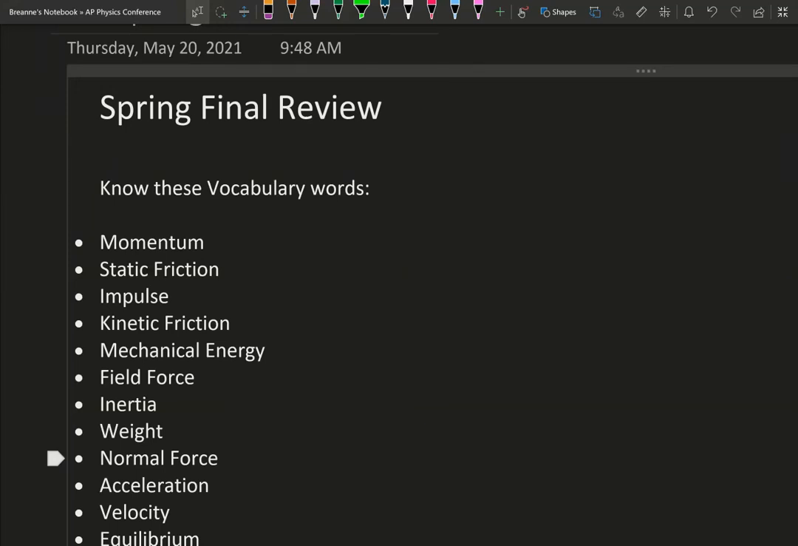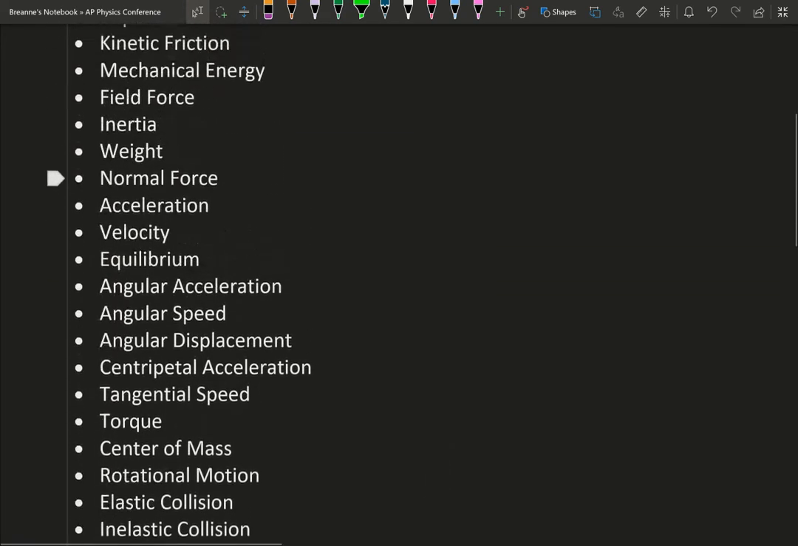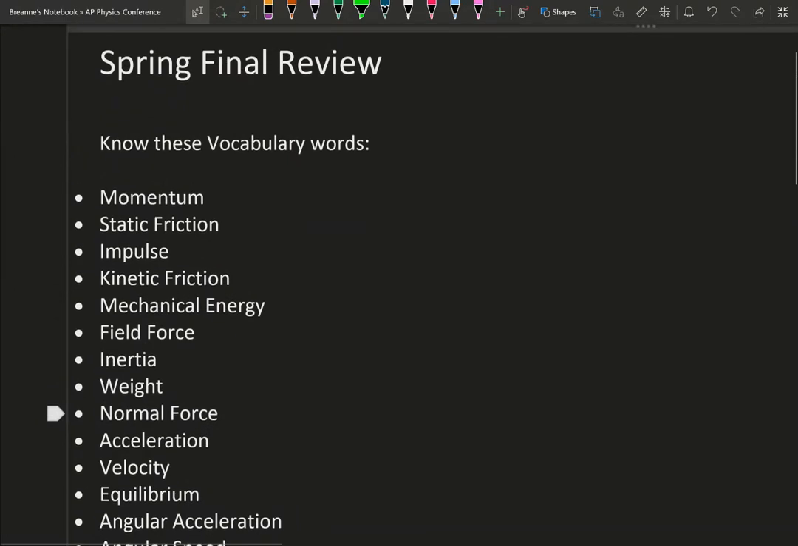This is your friendly neighborhood physics teacher here, and we're going to talk about your spring final review. Okay, I've hinted at this a few times on our Zooms or in class, whichever one. But again, I would highly suggest you know these vocabulary words. You never know, there might be a matching on the test.